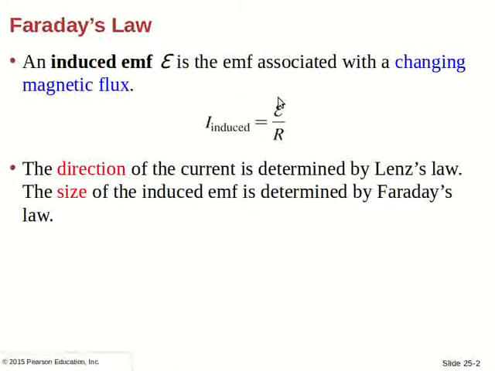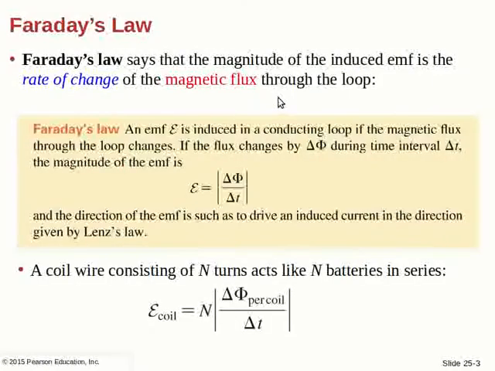Now, the size of the induced EMF is something that we can determine using Faraday's law, and so let's talk about that equation. Faraday's law basically says that the strength or magnitude of the induced EMF is the rate of change of the magnetic flux through the loop. In other words, there's a mathematical equivalence between the two. Faraday's law says that the magnitude of the induced electromotive force is equal to the rate of change of the magnetic flux through the loop. Okay? That's expressed down here by this equation. This is basically the expression of Faraday's law.